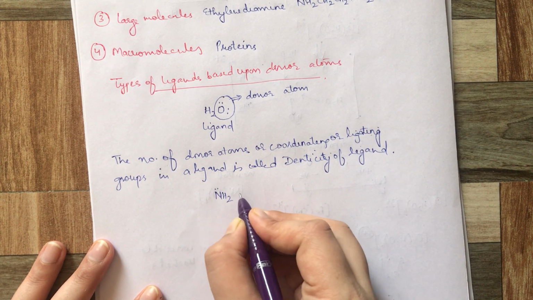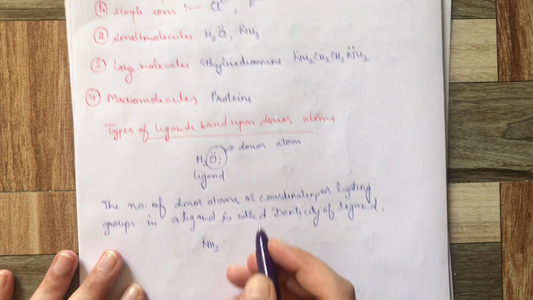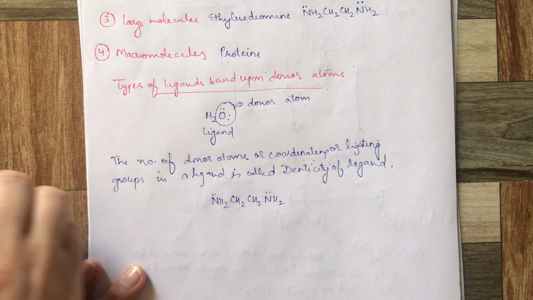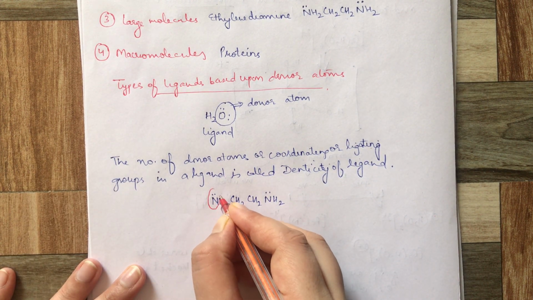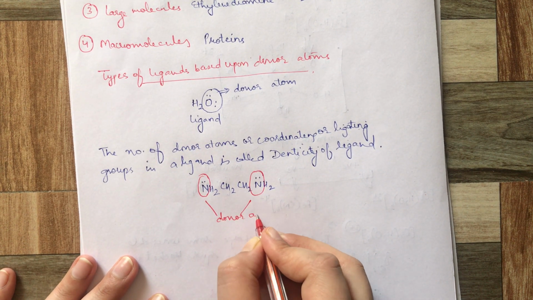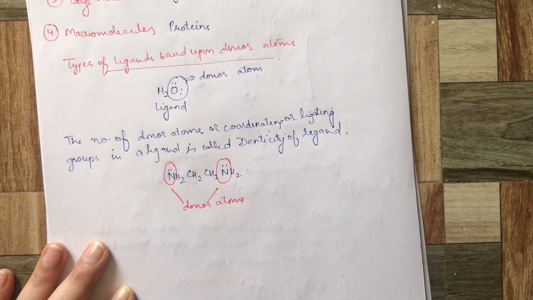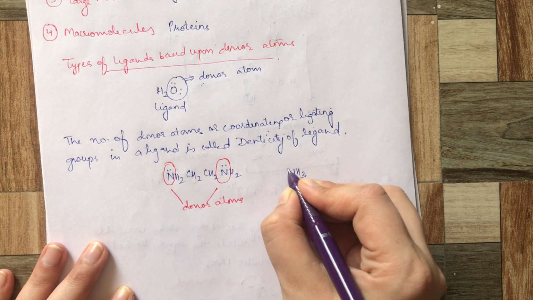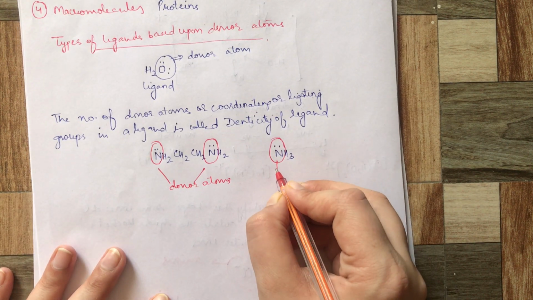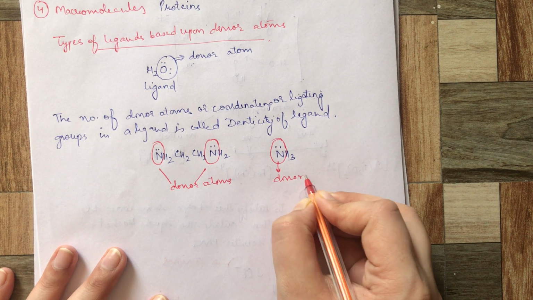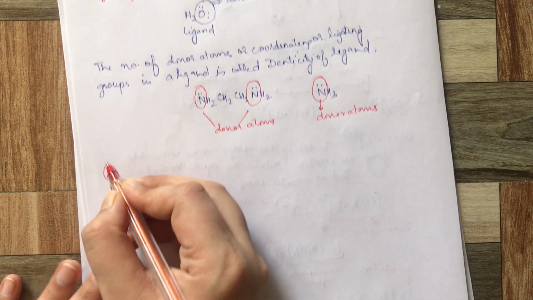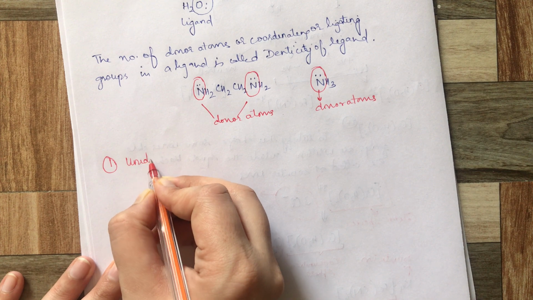If we talk about ethylene diamine that we had discussed previously, here what all will act as the donor atom? Here nitrogen, this also and this also, they act as donor atoms. If we talk about NH3, here hydrogen does not donate its electron density, so here in NH3, N acts as the donor atom. So for this we have unidentate ligands.